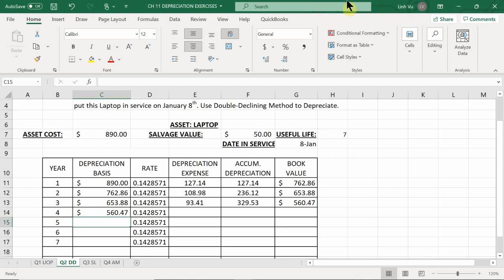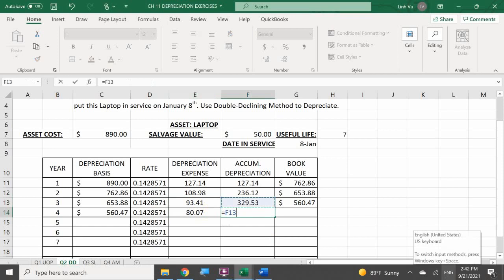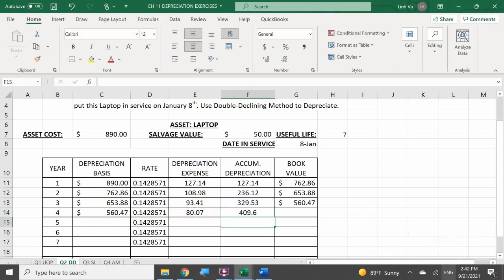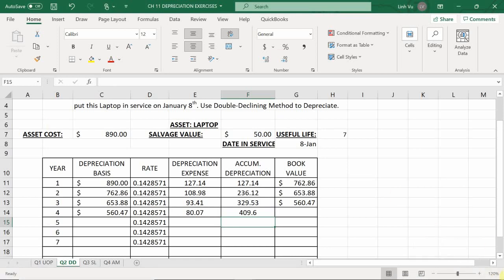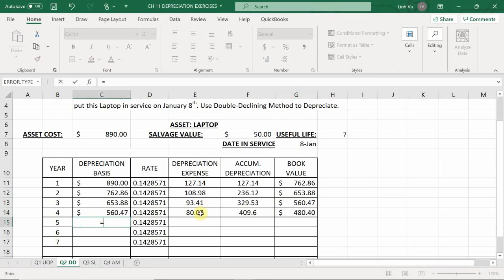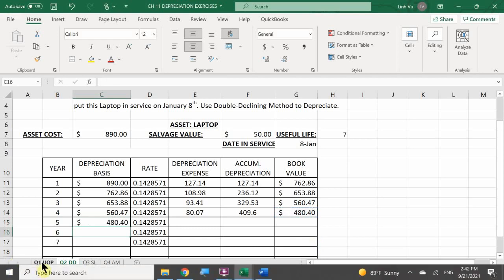Okay. So once again, this time we're going to be multiplying the depreciation basis again, which gives us a total of $80.07. We're going to add that to my $329.53 to get a grand total of $409.60. And of course, that's going to bring my book value down to a total of $480.40. Okay. Continuing on with year 5 here. So again, year 5, our depreciation basis is $480.40.